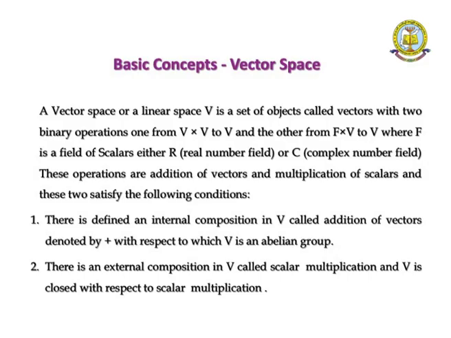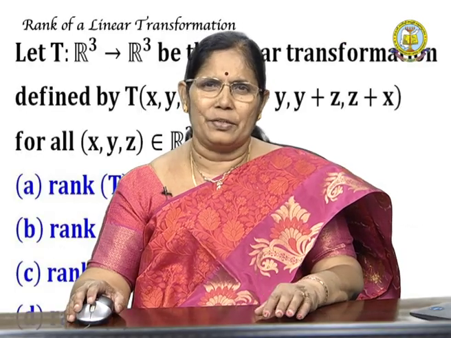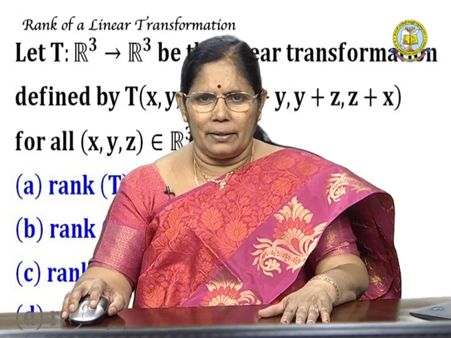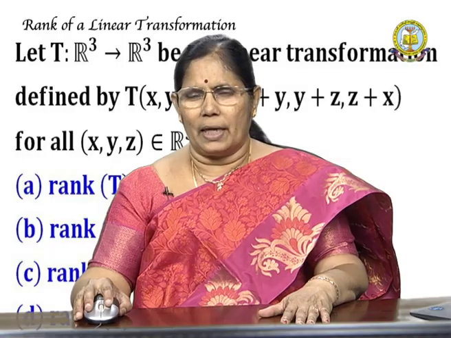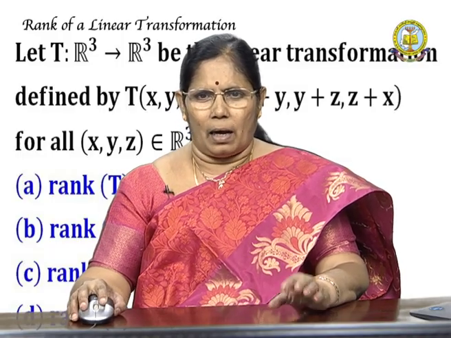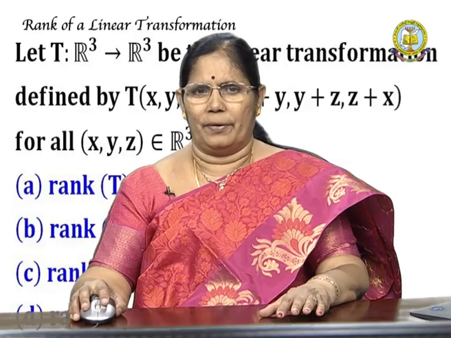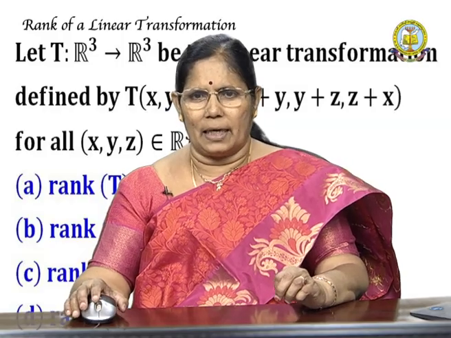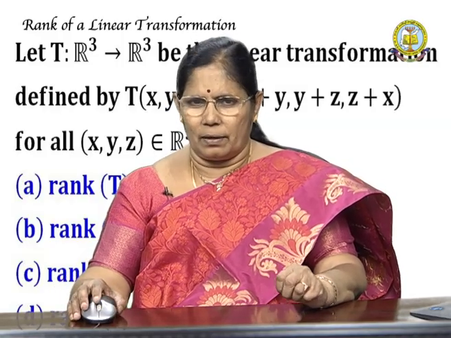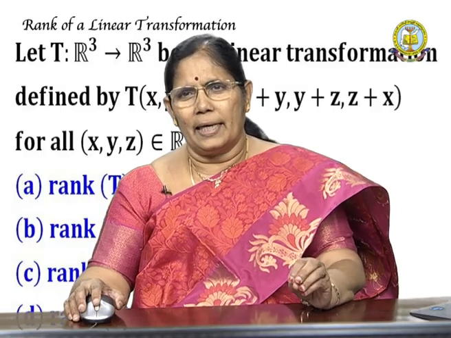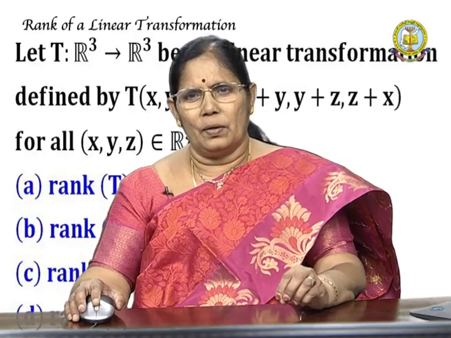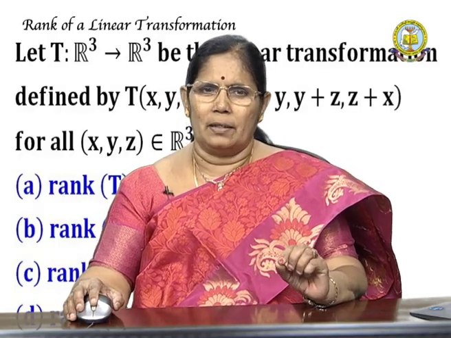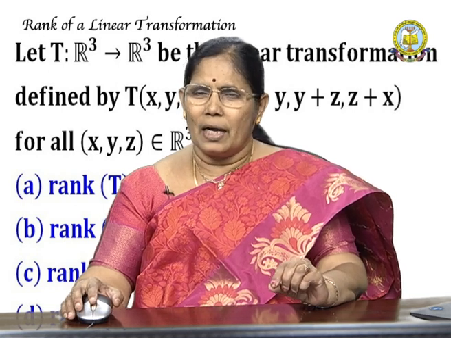And also the scalar multiplication and vector addition together satisfy the properties like, for a in F, alpha comma beta in V, a into alpha plus beta is equal to a alpha plus a beta. And also you have, for a and b belongs to F, ab into alpha equal to a into b alpha. In particular, 1 into alpha is alpha. Here 1 is the multiplicative identity.